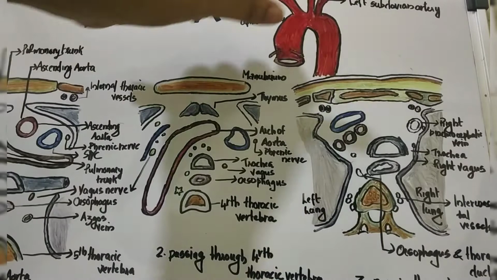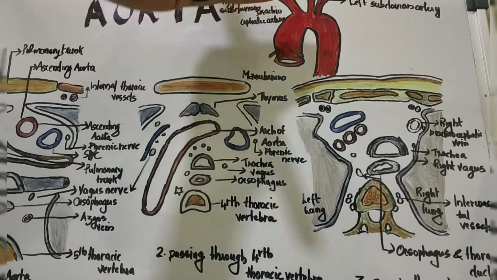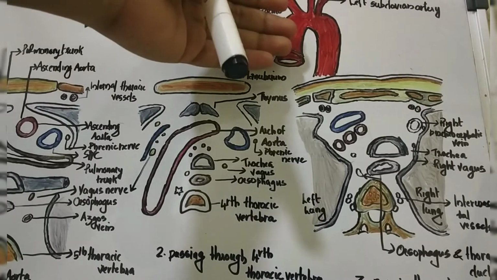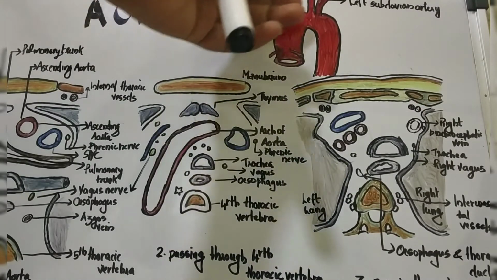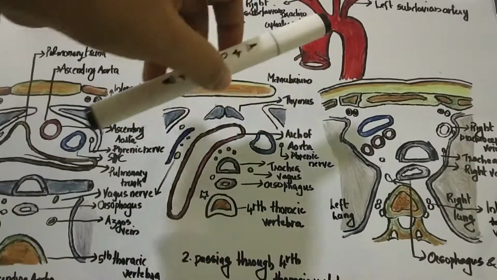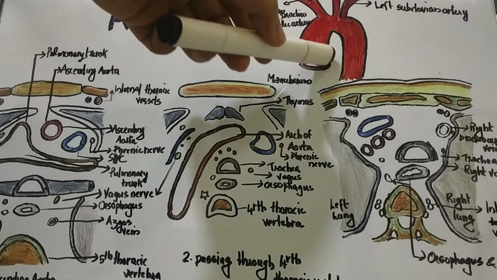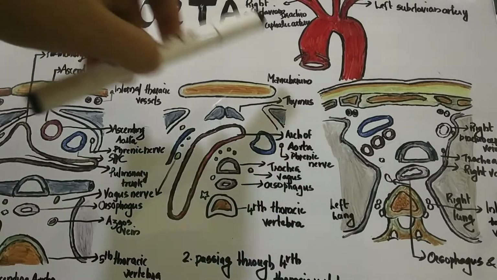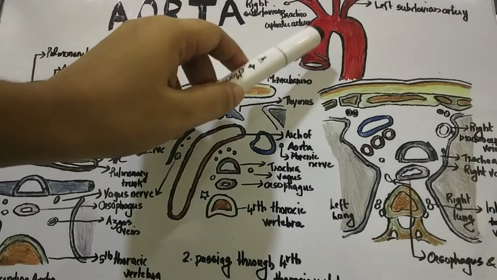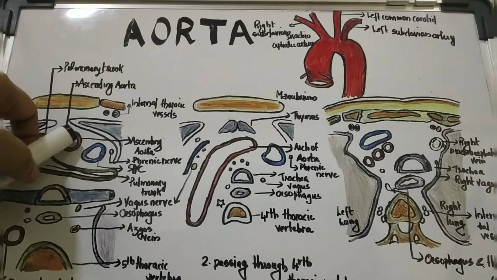So, this is the course of the ascending aorta. That is, it starts behind the left half of the sternum, then it moves upwards, forwards and to the right and becomes continuous with the arch of aorta. At the root of the ascending aorta, there are three sinuses, that is the anterior aortic sinus, the left posterior aortic sinus and also the right posterior aortic sinus. From the anterior aortic sinus arises the right coronary artery, and from the left posterior aortic sinus arises the left coronary artery. Now we will discuss the relations of the ascending aorta.